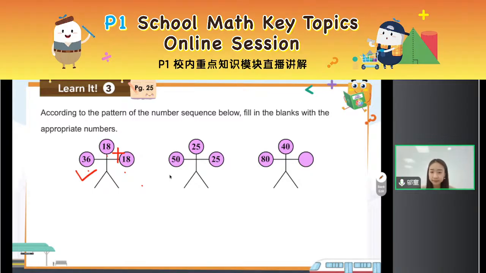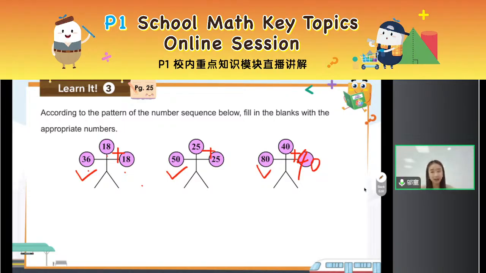Who is like the sum? 50 is the sum again. Yes, as 25 plus 25 is 50. Good job. Someone already got the answer for the last one, right? 40 plus how many equals 80? The answer is 40. Wow, good job. 40. You see? Isn't this question very easy?